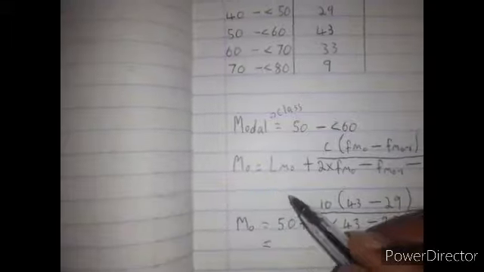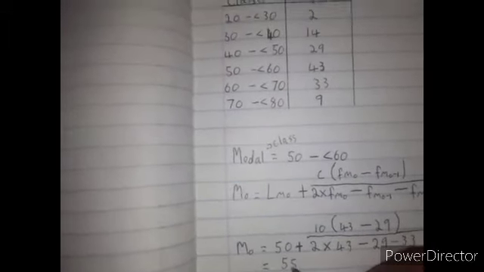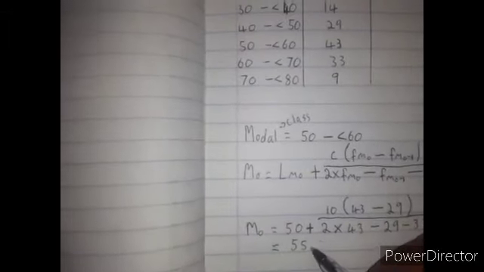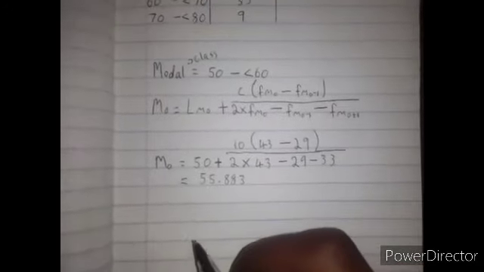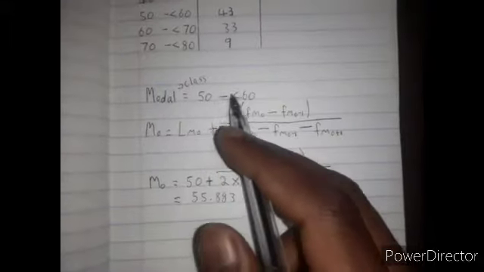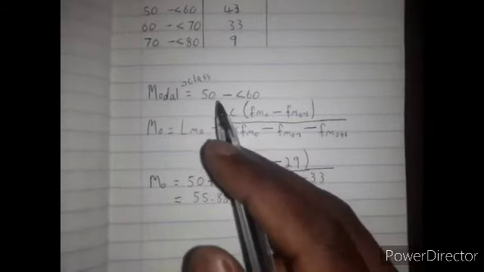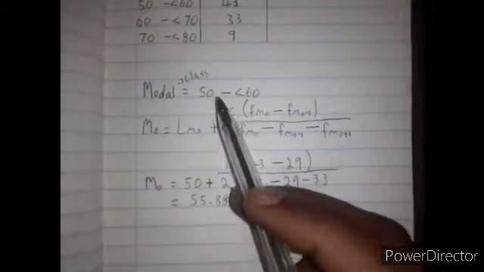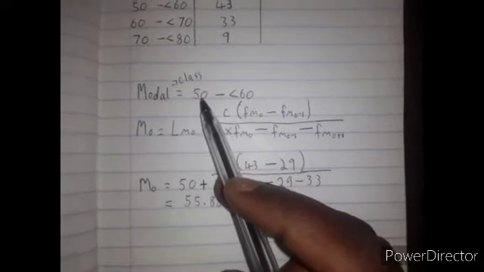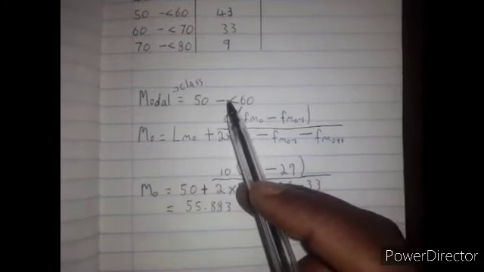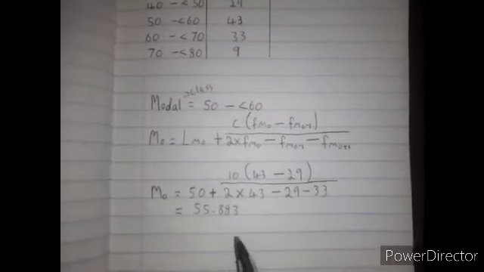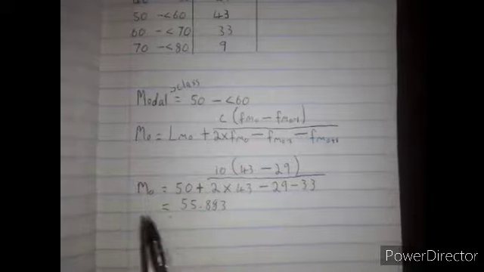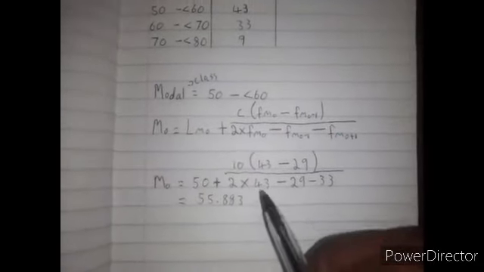So the mode is equal to 55.883. These are the class limits, which means your answer for the mode must not be less than 50 and must not be more than 60. When it is less than 50, it means there's something wrong that you did.